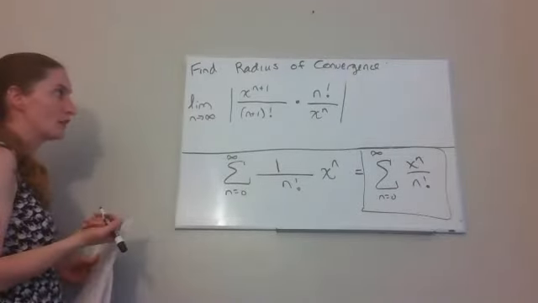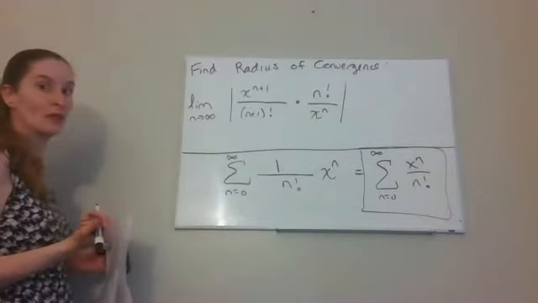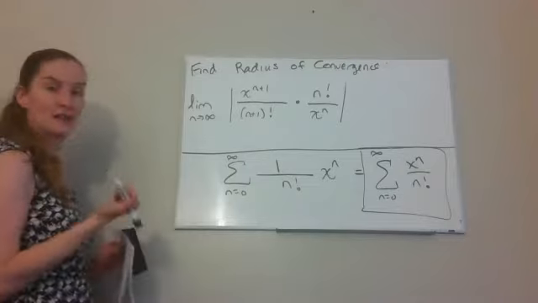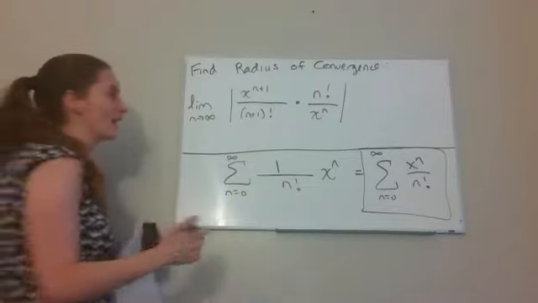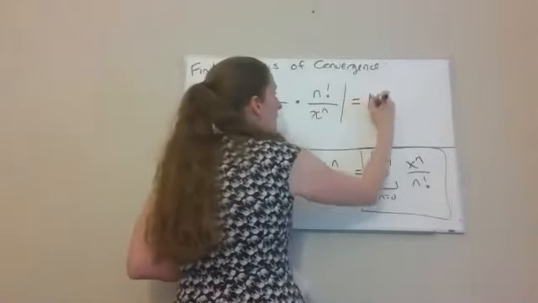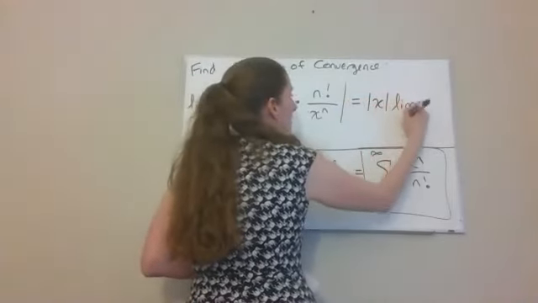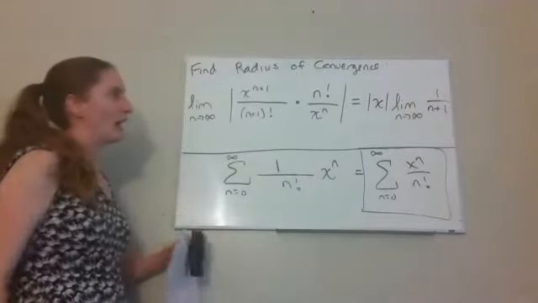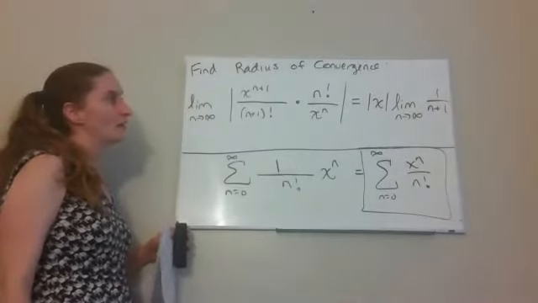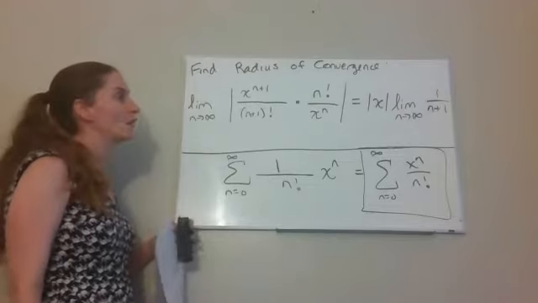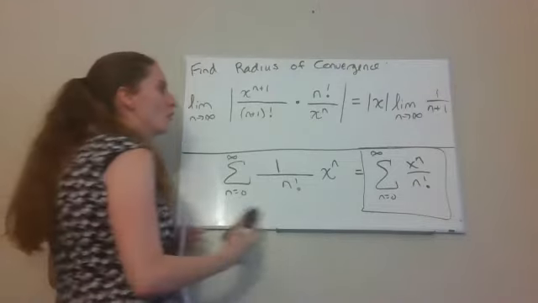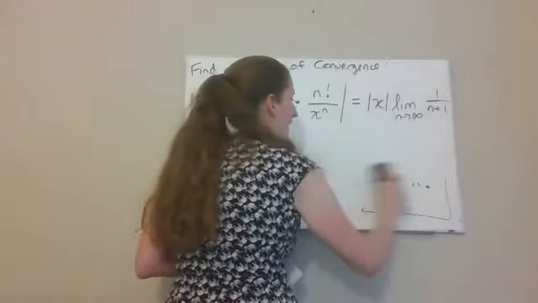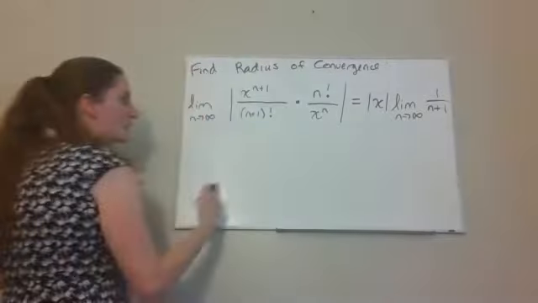Our factorials simplify nicely. I'm just going to have an n+1 left in the denominator. And my x's simplify nicely as an x in the numerator. I have to keep that x inside of the absolute values, but I'm going to pull it out in the front. So I have absolute value of x times the limit as n goes to infinity of 1 over n plus 1. Well, what's the limit of 1 over n plus 1 as my n gets larger and larger? Well, that goes to 0.